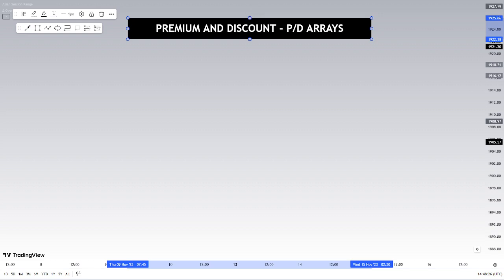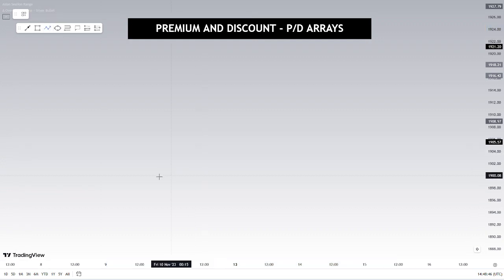So here we're going to be discussing the concept of premium versus discount, and how you can apply PD arrays in your structural analysis on the markets. When we refer to premium and discount, what we're looking for is very simply a higher low to be in the discount or a lower high to be in the premium. And what do we mean by that?